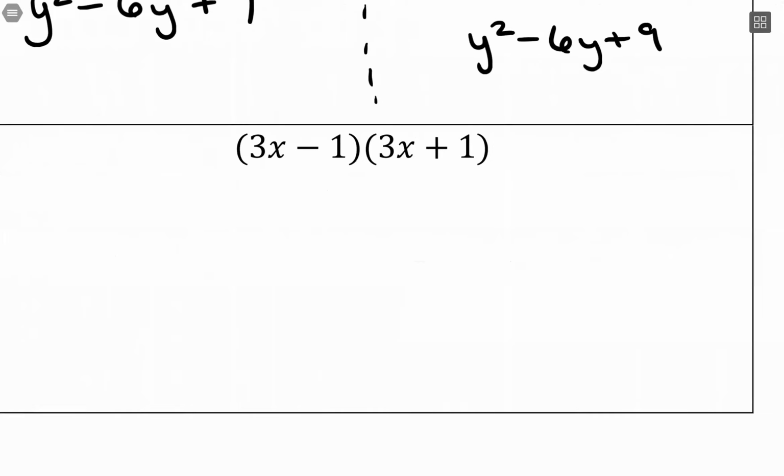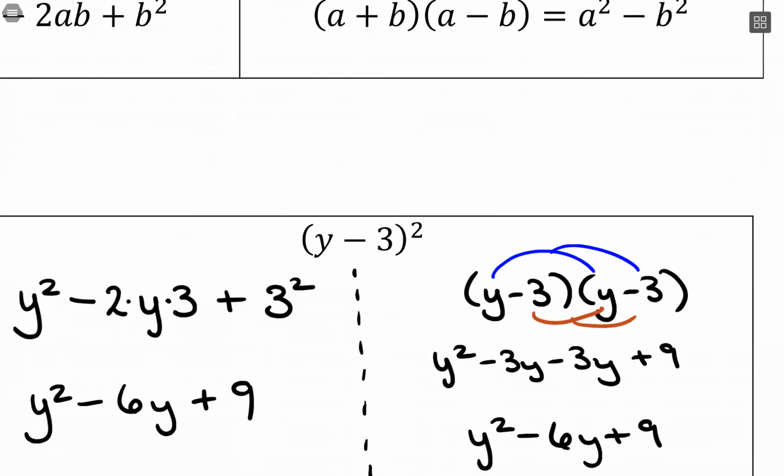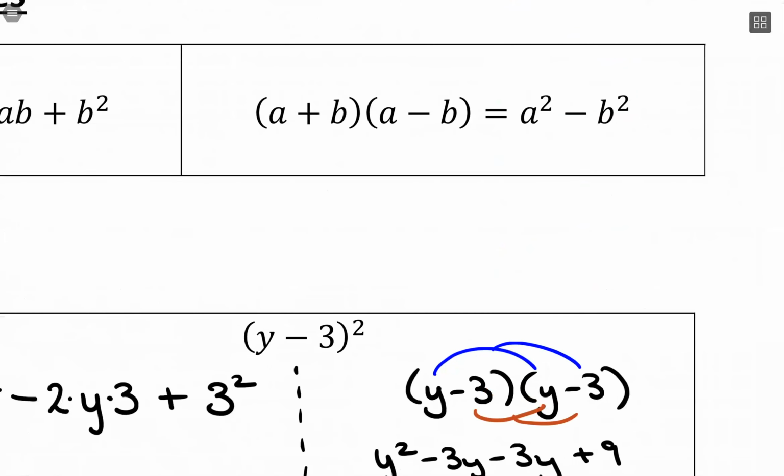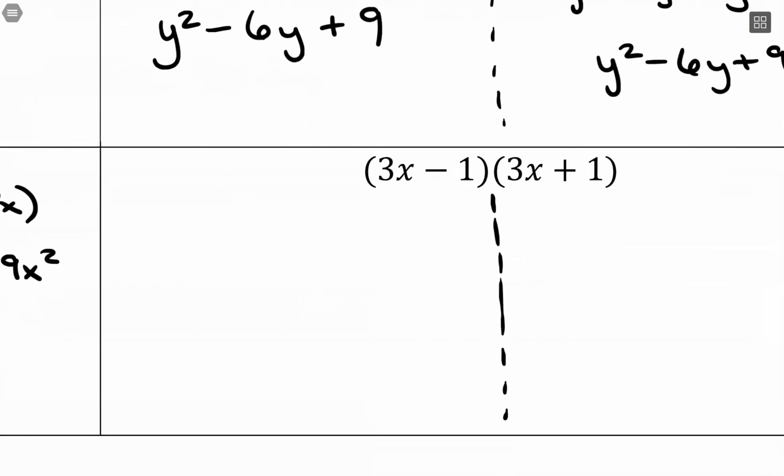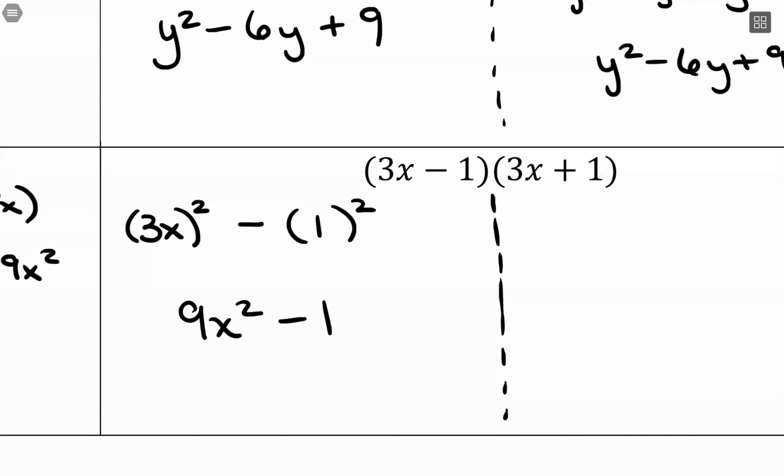Alright, our difference of squares, same idea, using the formula up above here. So it's saying if you're multiplying things where you have these same terms, the only difference is addition versus subtraction, you'll take the square of the first term minus the square of the second term. So applying that, what I would do is take the square of that first term of 3x, and then minus the square of the second term of 1. So this would be 9x squared minus 1.